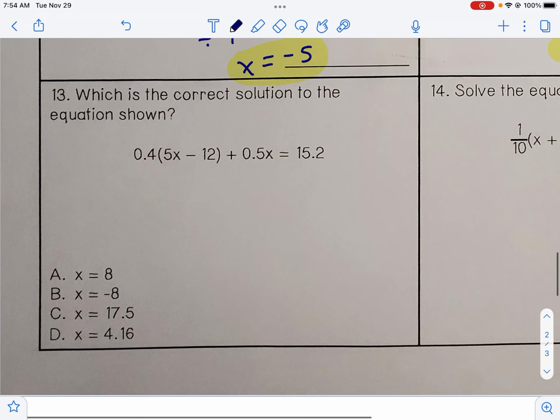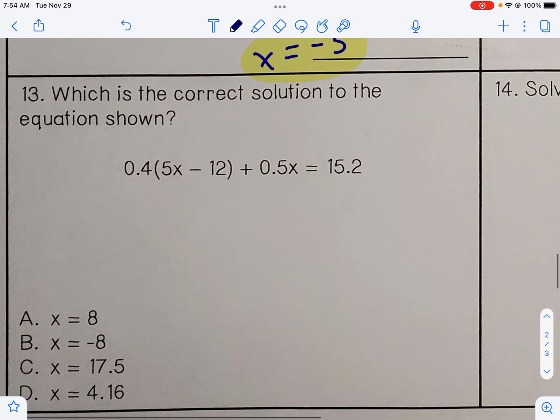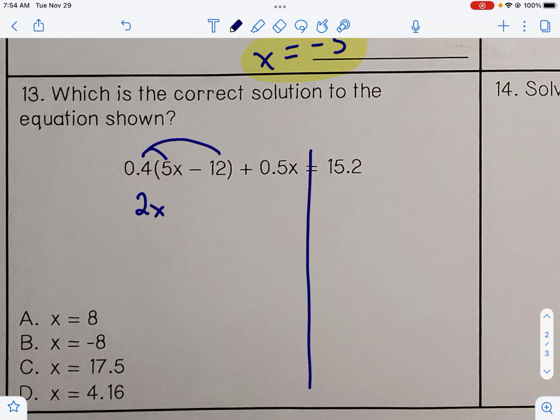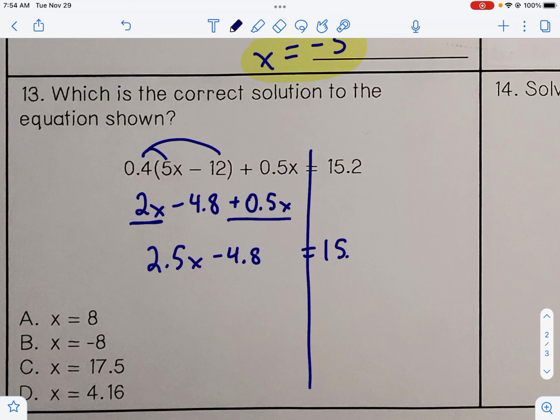And on our last two questions, again, we'll continue asking that same question. Are there variables on both sides? For number 13, if we look at the equation, there are not variables on both sides. So we'll start by simplifying, in this case, distributing. 0.4 times 5x gives us 2x, and 0.4 times 12 gives us negative 4.8. We'll copy down the other variable, 0.5x, and then we'll combine like terms. That gives us 2.5x minus 4.8 equals 15.2.